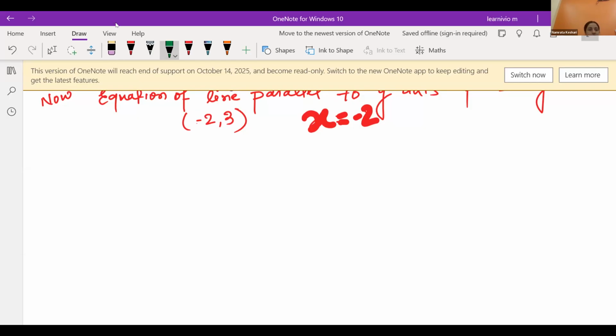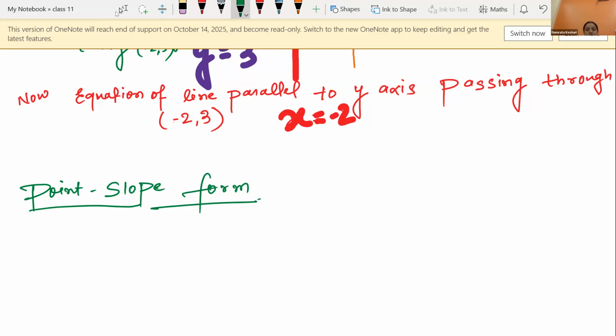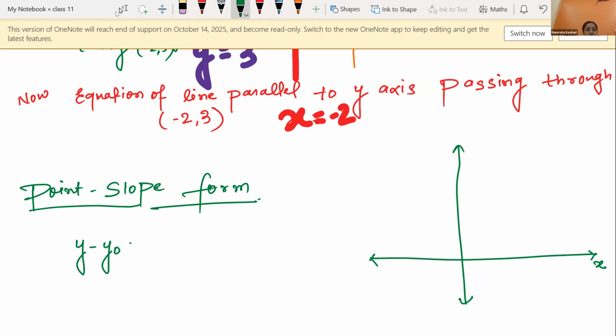So suppose we are having, okay, the first formula is known as point slope form. We are having the coordinate axis, x-axis, y-axis. Okay, directly I am showing you the formula. The formula is y minus y0, or you call it y1. This is a formula for finding the equation of a line.